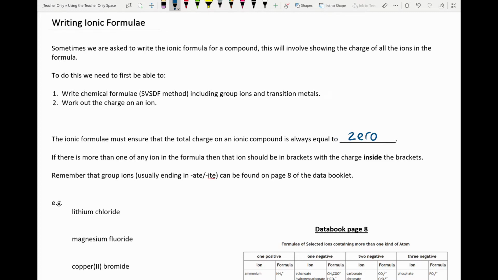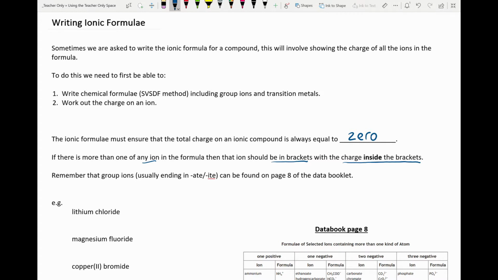That's really important. The second thing is that any ion, and it doesn't matter whether it's a group ion that we'll have a look at in a minute, or whether it's a simple ion like a chloride or a sodium or nitrogen nitride ion, any ion that we have more than one of in the chemical formula needs to be in brackets. The trick to this one is that the charge of the ion that we've hopefully had practice at doing already will also be written inside the bracket.